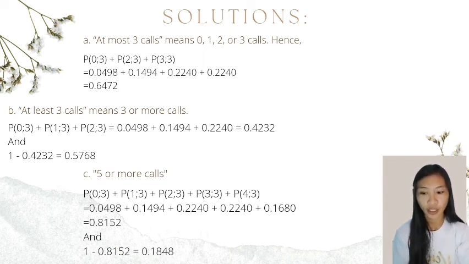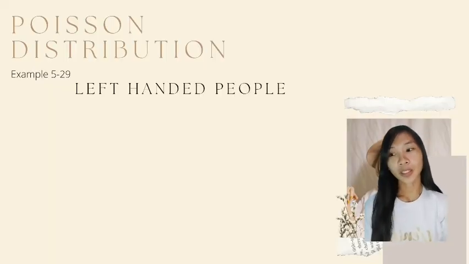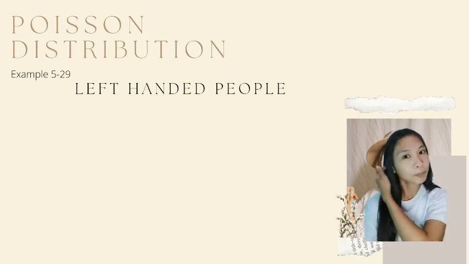So that's the answer. Thus, for the events described, the Part A event is most likely to occur and the Part C event is least likely to occur, since our letter A is 0.6472 while the letter C event is 0.1848. So, another example of the Poisson distribution is the left-handed people.